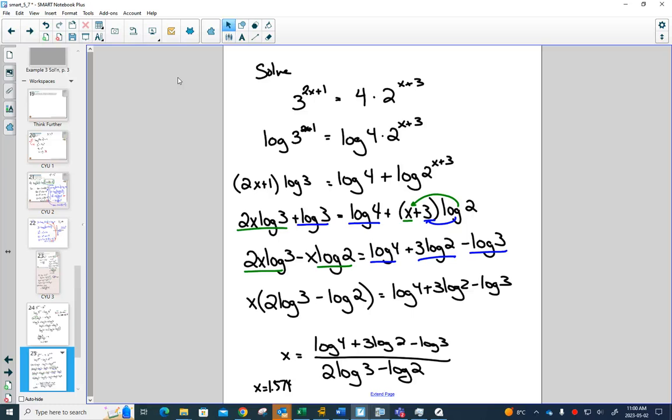So questions to circle first. Example 3 are 7, 8, 10, and 12.